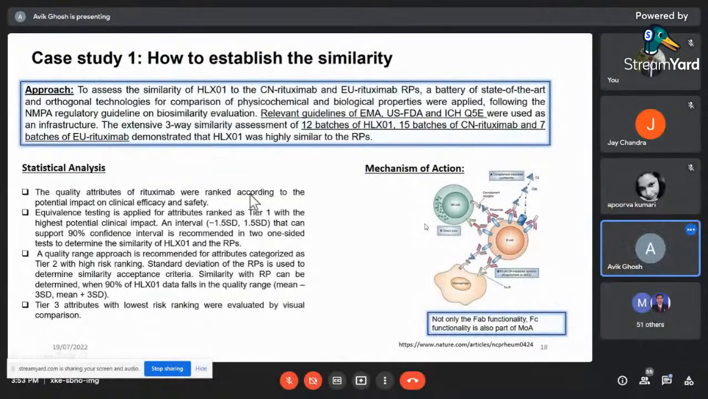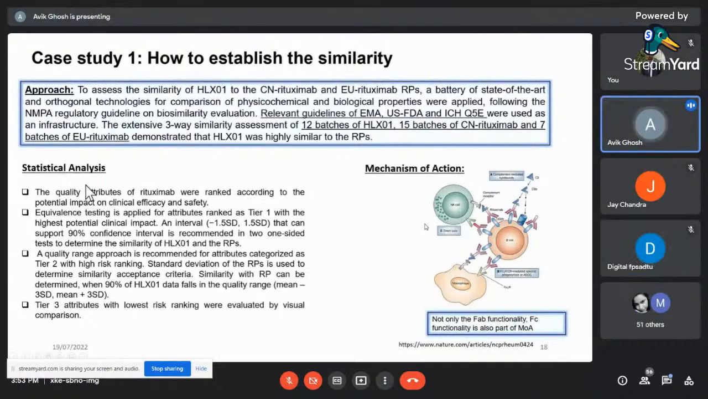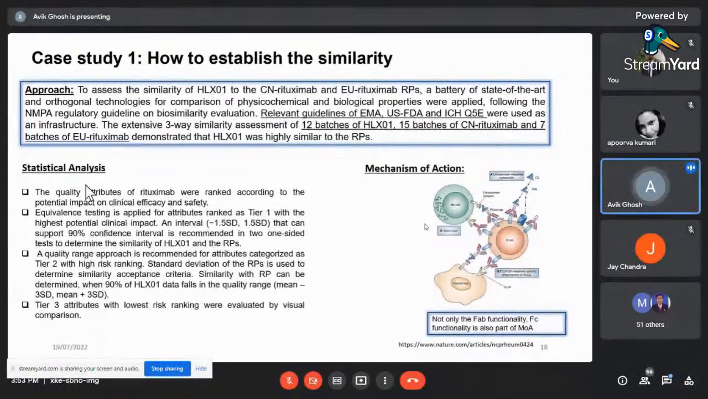Okay. Now coming to the statistical approach. As I mentioned, the important part is to know the critical quality attributes. So they have understood the quality attributes and then ranked them, based on which some are tier 1, some are tier 2, and some are tier 3. For tier 1, they have used a confidence interval approach. For tier 2, they have used a mean minus, mean plus 3SD approach. And tier 3, these are the lowest risk, they're evaluated by visual comparison.